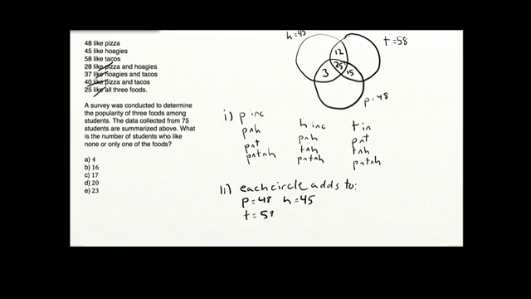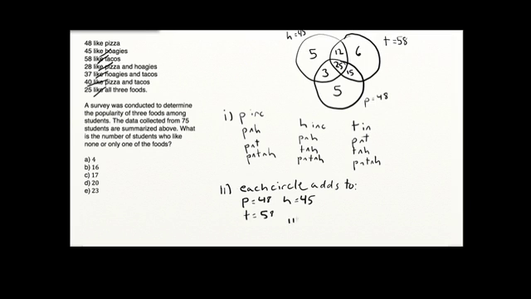Now 58 like tacos, but we've got 12, 25, and 15, which is 52, so 6 more here to make 58 liking tacos. 45 like hoagies, which means we've got 37 between 12 and 25, and 3 makes 40, which means that's got to be 5. And then pizza is 48, so 25 and 15 is 40, and 3 is 43, so that's another 5.